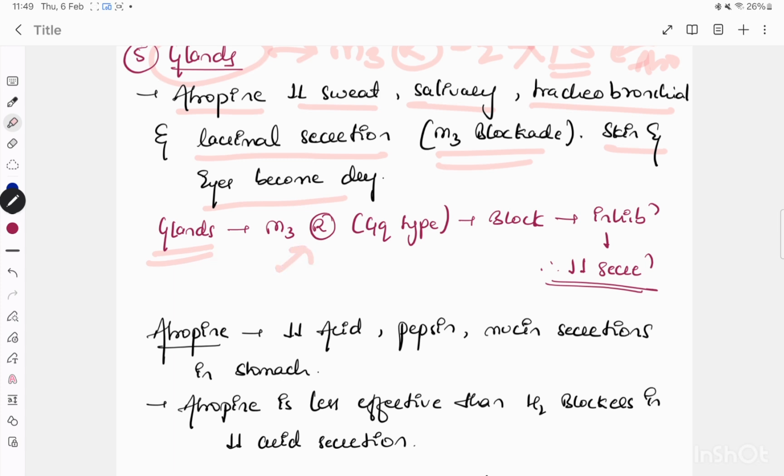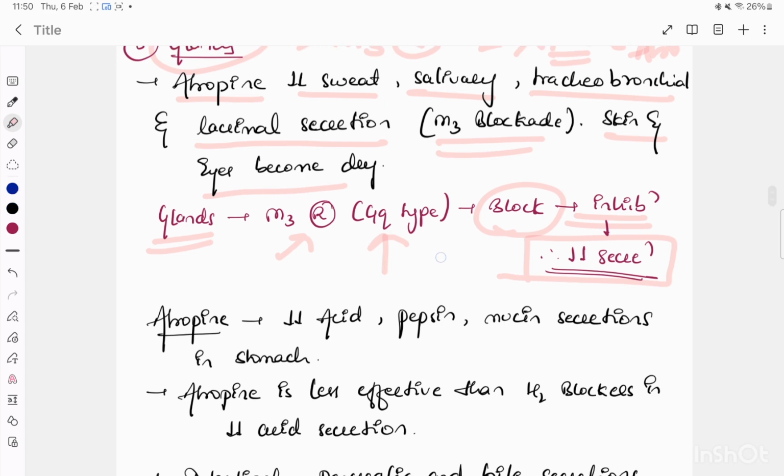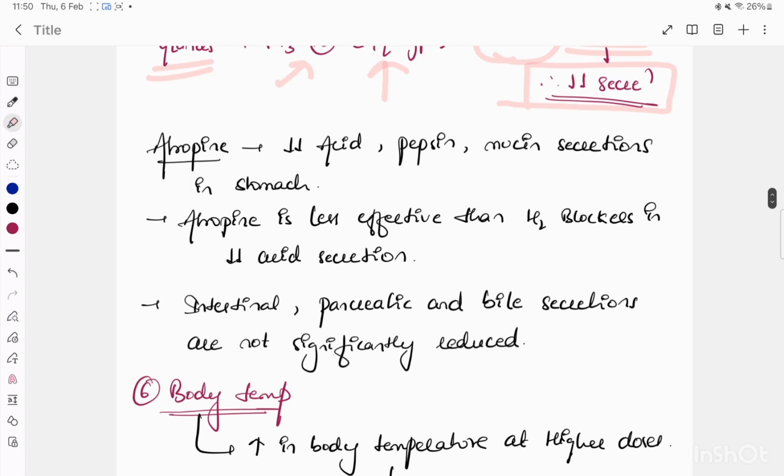In glands, the M3 receptor is present, which is Gq type, but we are blocking it. Therefore, inhibition will take place and there is a decrease in secretions. That's why I told you don't have to remember anything. If you know some basics, you can just extrapolate it on your own.